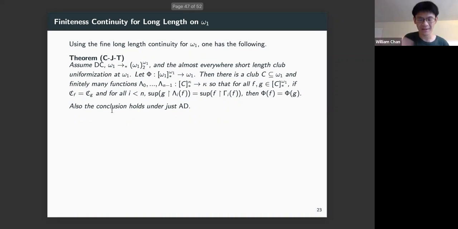Using some argument with Moschovakis's coding lemma, this result does hold in AD, even though AD doesn't satisfy DC.